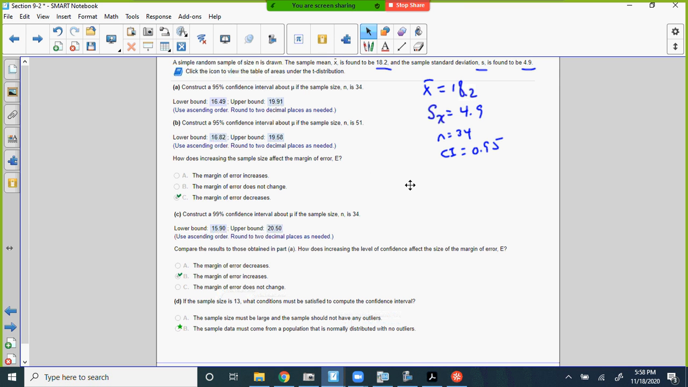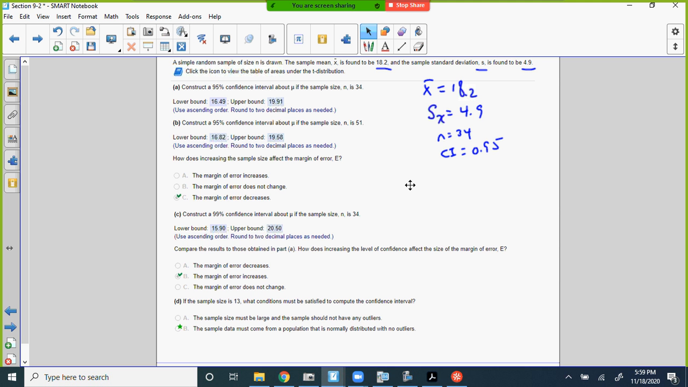So the only thing that happened different between A and B was the sample size went from 34 up to 51. Now, how does increasing the sample size affect the margin of error? Okay, so look at my confidence interval. We kept it at 95, right? So A was at a sample size of 34, and then B was at a sample size of 51. As we went up, our bounds got what? What did our bounds do?